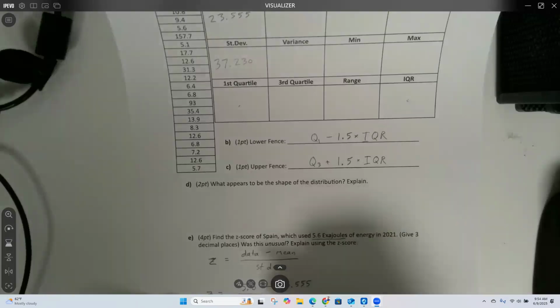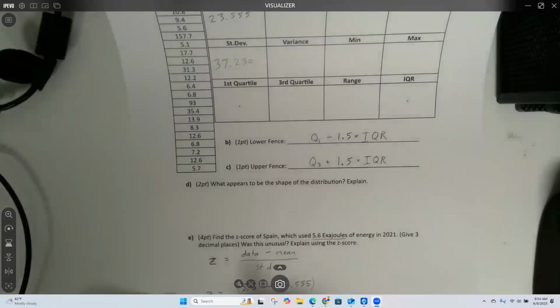Keep in mind that every fraction has invisible parentheses around the top and bottom. You know that they're there, but when you type this into Desmos, it's not going to know that they're there. So you're going to need the parentheses. Okay.